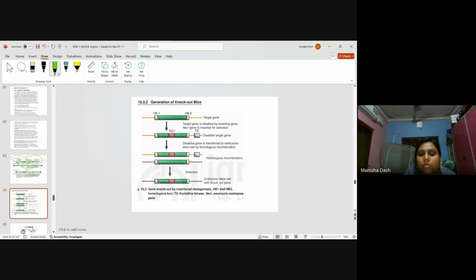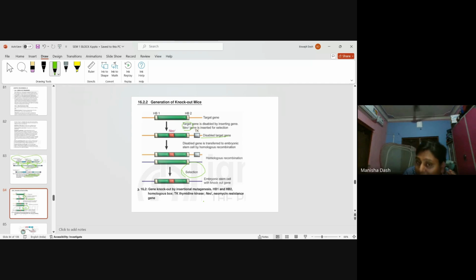So what is done here? This is the target gene. The target gene is disabled by an inserted gene, that is, the neomycin resistance gene is inserted for selection, and this is the disabled target gene now. Now the disabled gene is transformed into the embryonic stem cell by homologous recombination, and then you have to select whether the disrupted gene is inserted into the target cell or not.